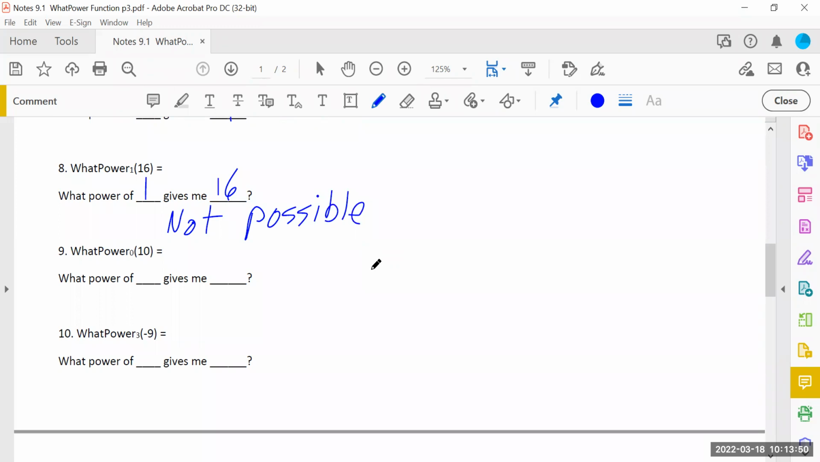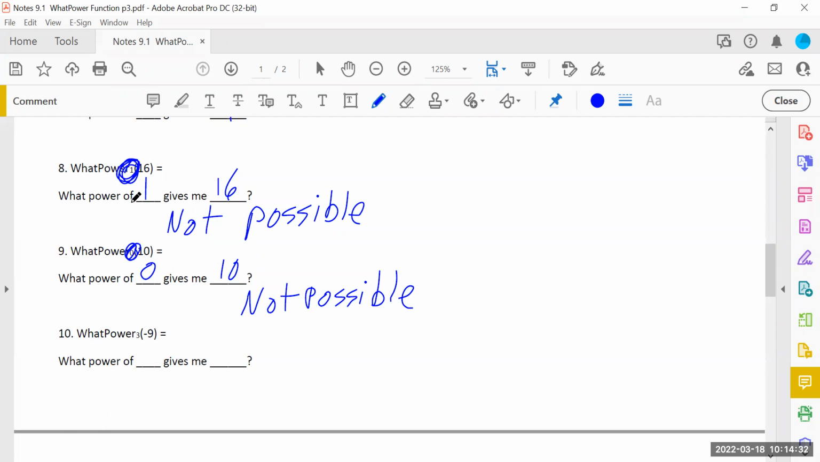How about 0? What power of 0 gives me 10? What's 0 times 0 times 0? Are we going to have the same issue again? Okay, not possible. Everybody, I want you to highlight 2 things here. The 1 in the base of the what power is always going to be not possible unless you're making 1. Does that make sense? Same thing with a 0 right here. Those 2 are always going to be not possible unless you're like making 1 from 1.